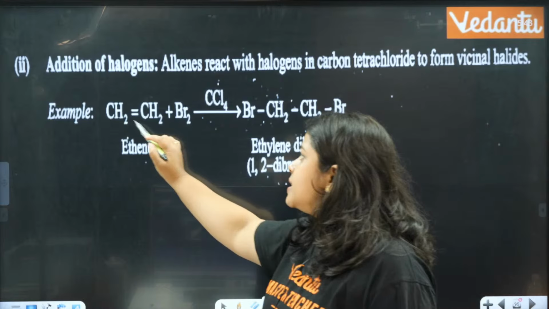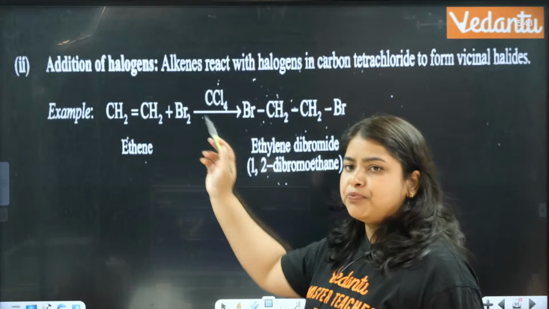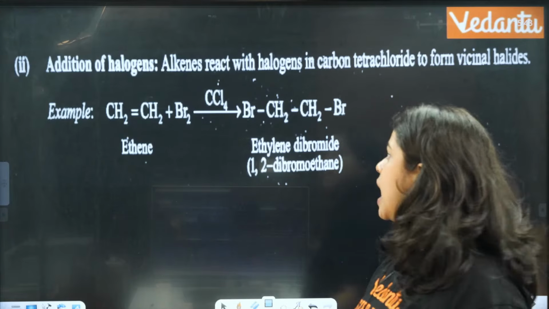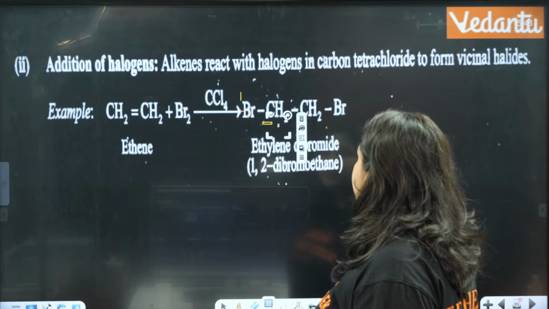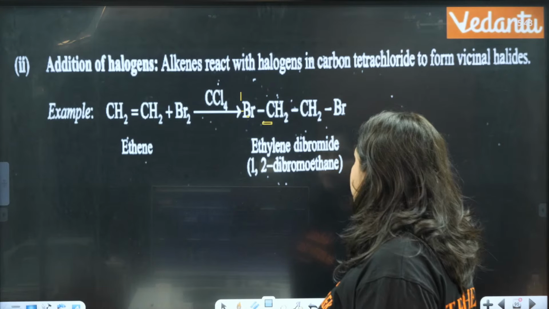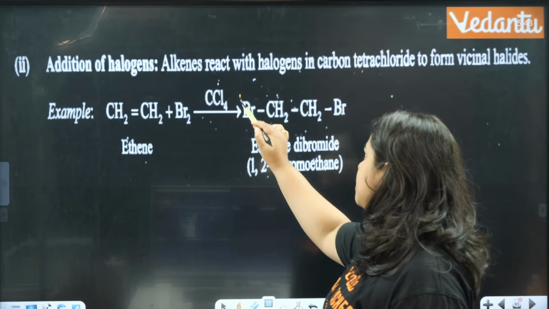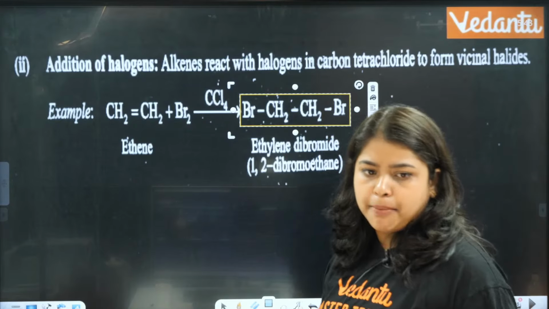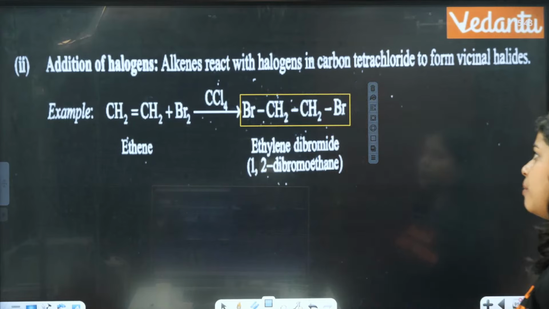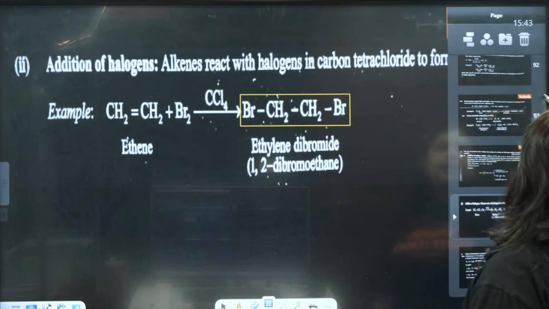Like for example, CH2=CH2 in the presence of Br2 or Cl2. What do we get? We get BrCH2CH2Br. Clear, everyone? That is what ethylene dibromide being formed. Ethylene dibromide is being formed.